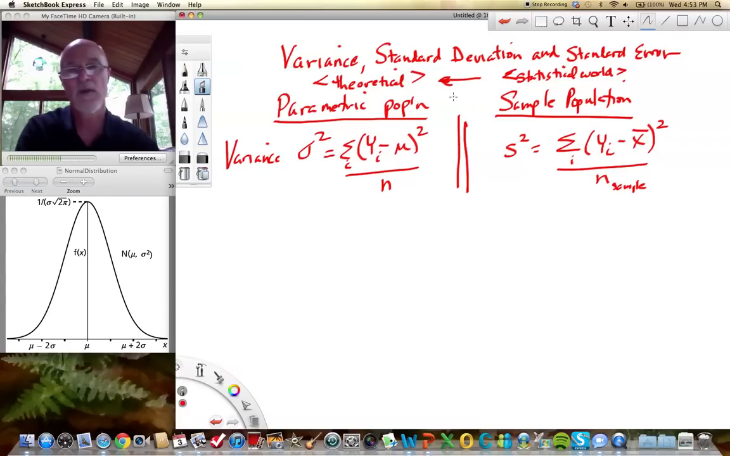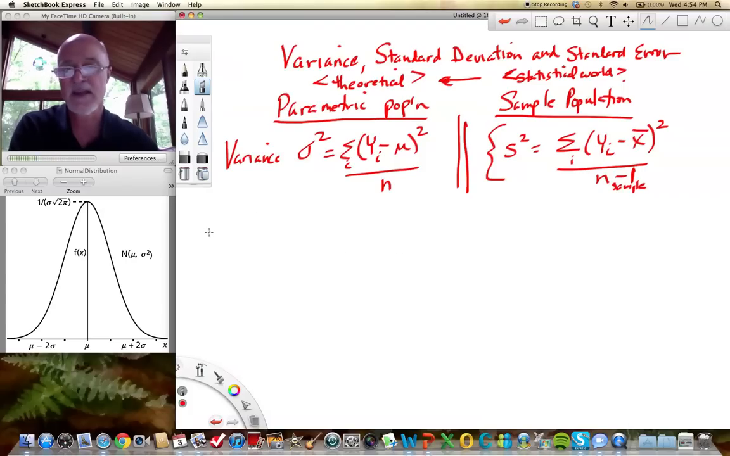Okay, so we have our parametric variance and our sample variance, and typically when we have a small sample size, in fact, for virtually all real-world samples, we're going to have to put in the denominator here degrees of freedom, which is n minus 1, not n. And for reasons I don't want to go into right now, this gives a better estimate of the parametric variance than just putting it over n. Okay, so that's the variance.